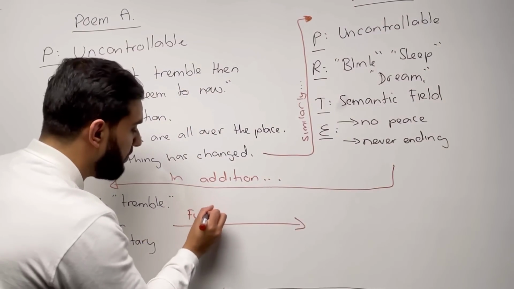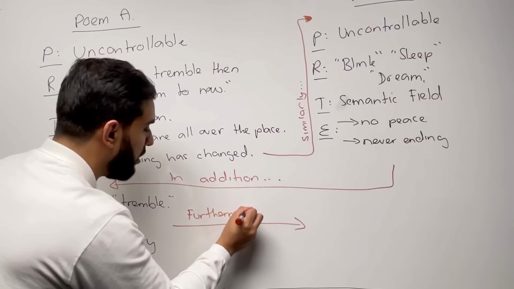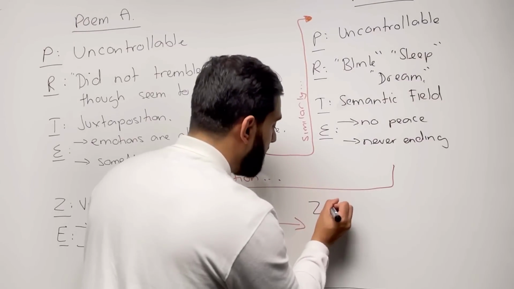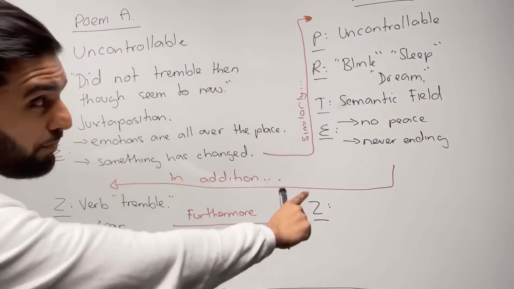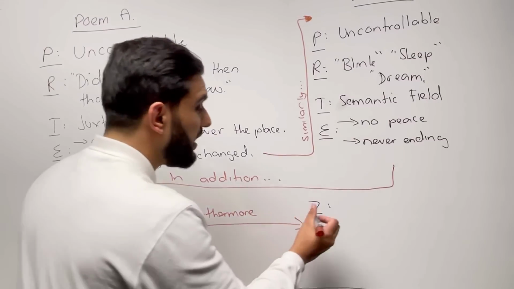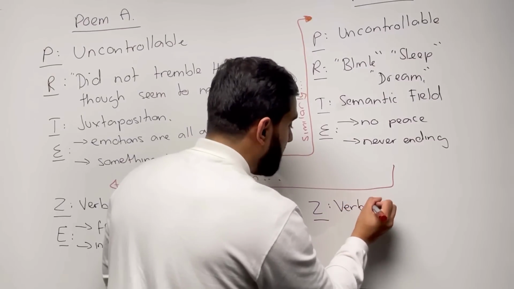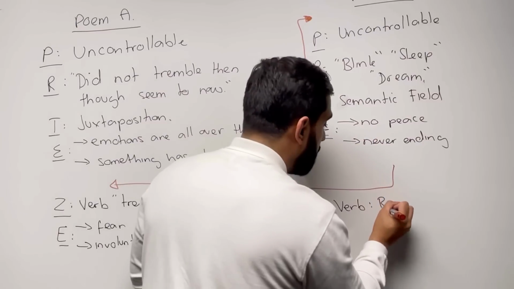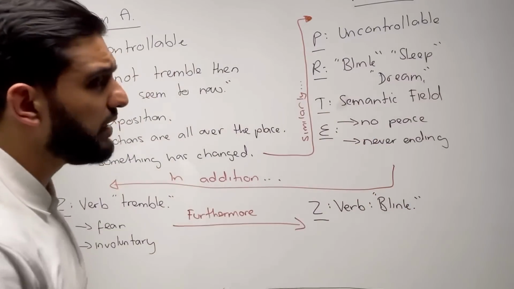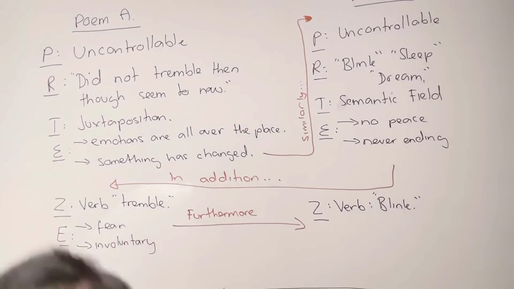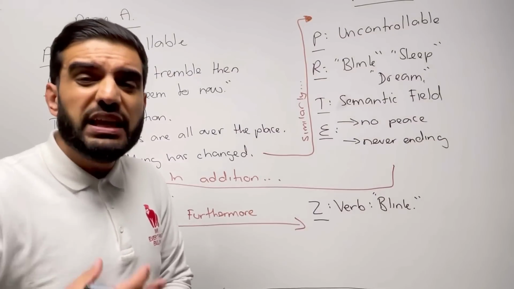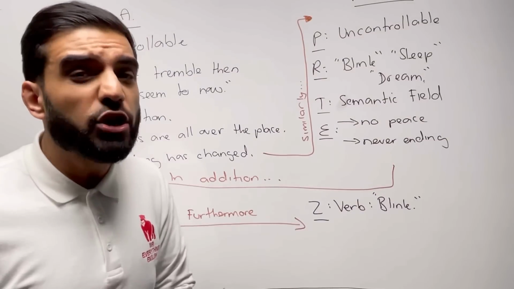Then I say furthermore. This is the last part of the paragraph, guys. I say furthermore, and then I zoom in. I do the same thing to this particular poem, sorry. Now I'm going to zoom in again to a verb over here. But this time, out of these three, I'm going to zoom in to the verb blink. Why the verb blink, guys? Because having a nightmare, so having a bad dream, is quite common. Not being able to sleep at night is quite common.